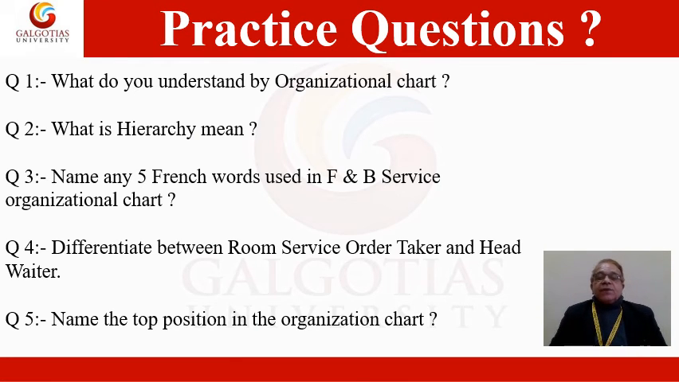We now come to the practice questions. The practice questions are as follows. What do you understand by organization chart? What is the meaning of hierarchy? Name any 5 French words in F&B service organization chart. We've seen one full chart of food and beverage service designations, right from director du restaurant up to the last end. Differentiate between room service order taker and head waiter. And the fifth is name the top 5 positions of the organization chart.